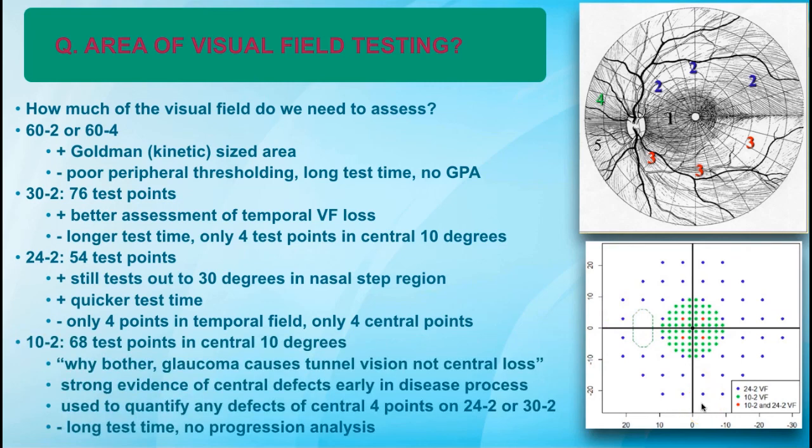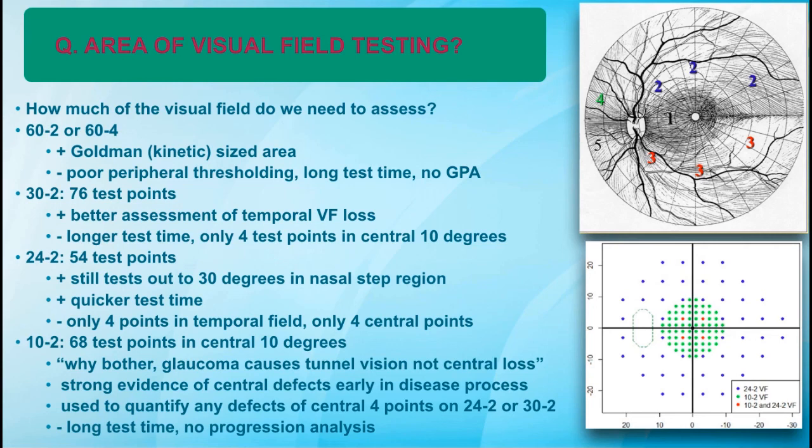What about the 10-2? That's also an option on your Humphrey perimeter. It tests 68 central points, which are marked in green on the diagram here on the right. A lot of practitioners say, why bother? We know glaucoma causes tunnel vision. We tell that to our patients all the time. It doesn't cause central vision loss.